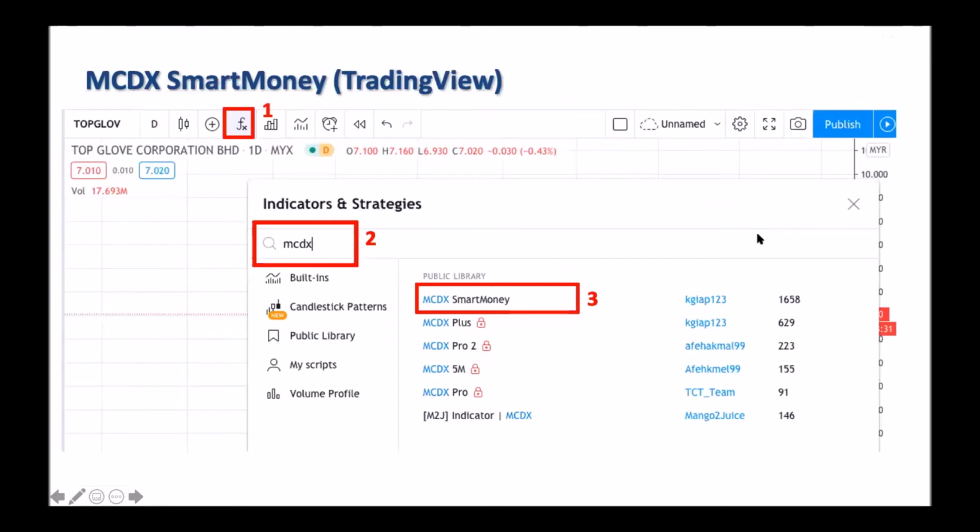So in TradingView, same, go to the FX, then you just put MCDX and look for this MCDX smart money, created by this user.